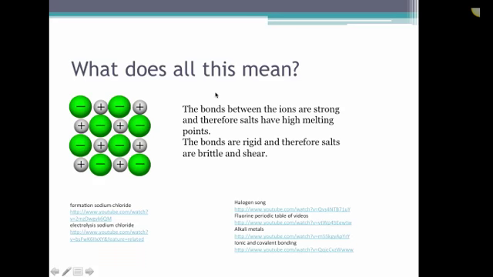It's just, if you like, a little summary. The bonds between the ions are strong. The salts, that is ionic compounds, therefore have high melting points. The bonds are rigid, and therefore the salts are brittle and they shear off. And of course, because of that regular structure, they shear off into these fracture planes.